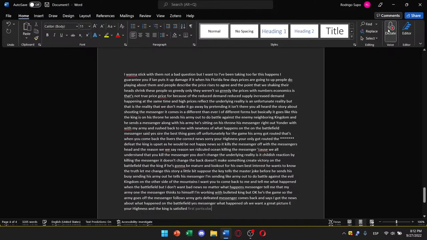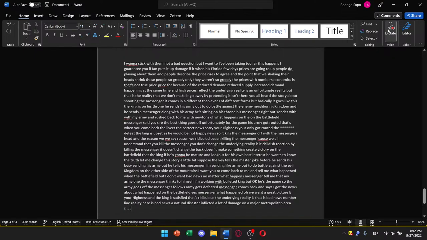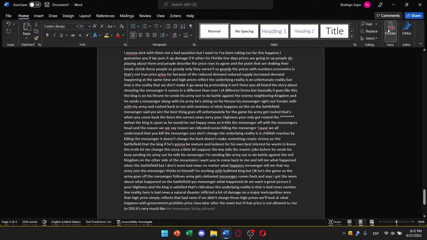Well, that's ridiculous. The underlying reality is that it's bad news. The underlying reality here is bad news. A natural disaster inflicted a lot of damage on a major metropolitan area. That high price simply reflects that bad news. If we didn't charge those high prices, we'll look at what happens when government prohibits price rises later after the exam. But if that price is not allowed to rise to $50, that's very much like the messenger not being allowed to tell the truth to the king. Sounds nice, but it doesn't reflect the underlying reality. We'll see there's a lot more problems with that policy.